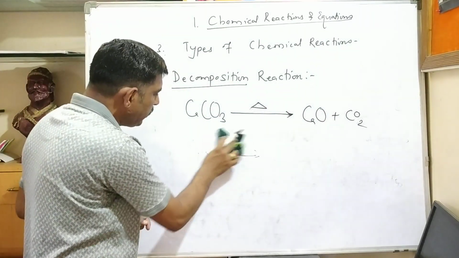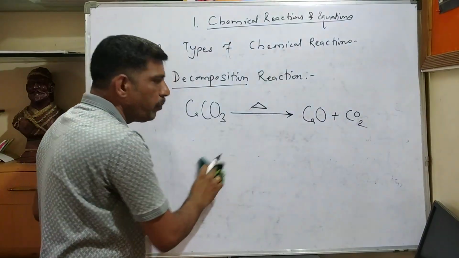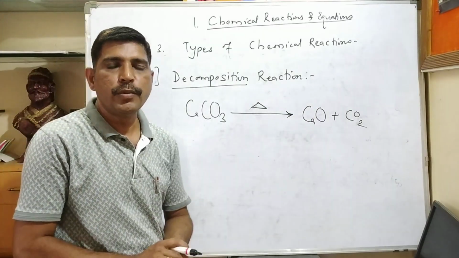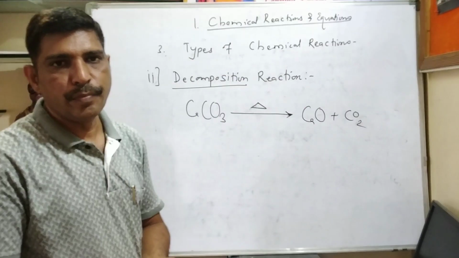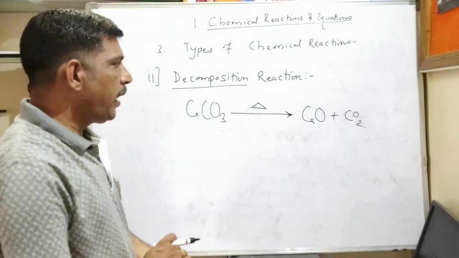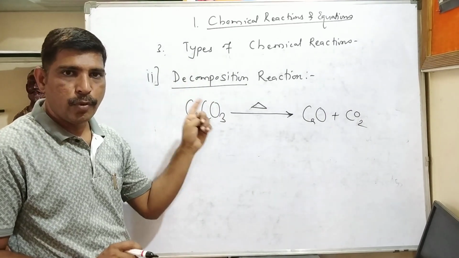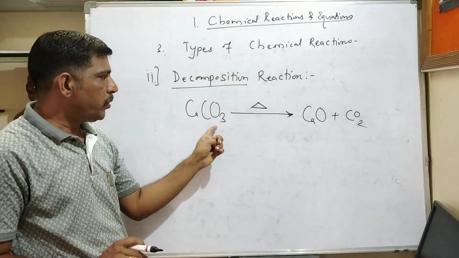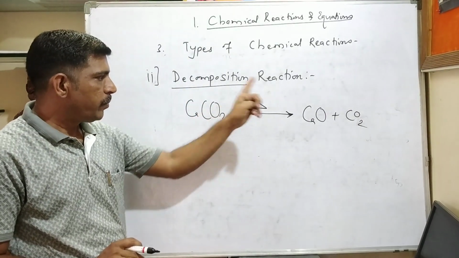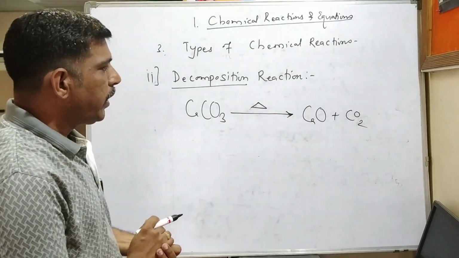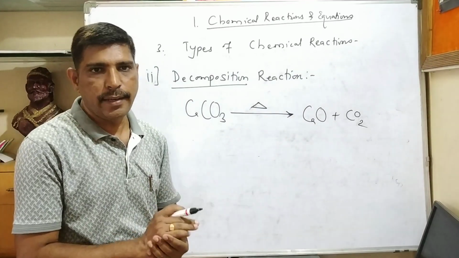This reaction is very important in metallurgical science. This calcium oxide and CO2 both are used in the process of metallurgy, in the extraction of metals like iron. So the first is the combination reaction, the second is the decomposition reaction. An example of decomposition is calcium carbonate breaking down into calcium oxide and CO2 gas when it gets heated.